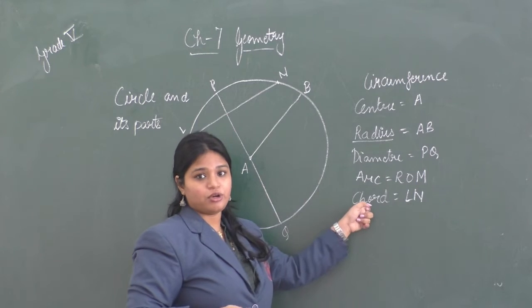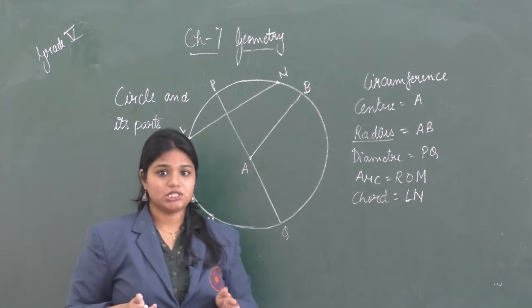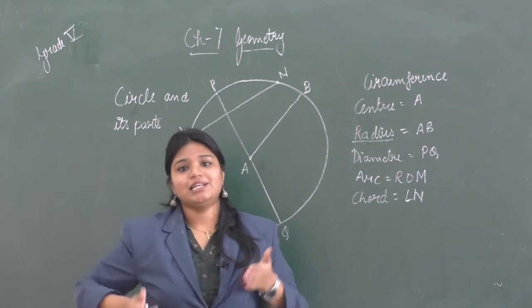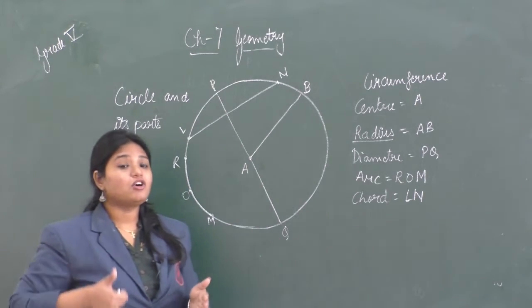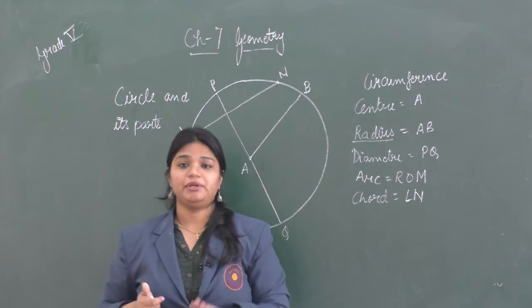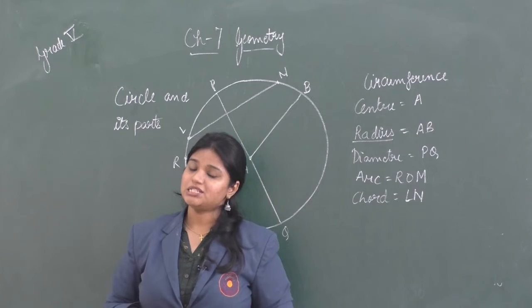Next we have chord. Now a chord is the distance between any two points on the circle. So here we have a chord LN. Now it is not necessary that it should pass through the center of the circle. So when a chord passes through the center of the circle, it is also termed as diameter. So we can say that diameter is the largest chord of the circle.